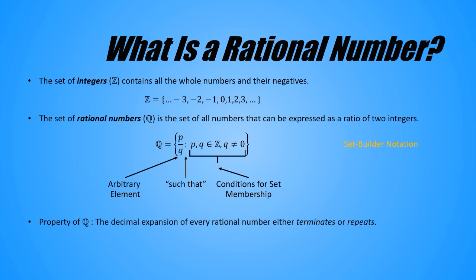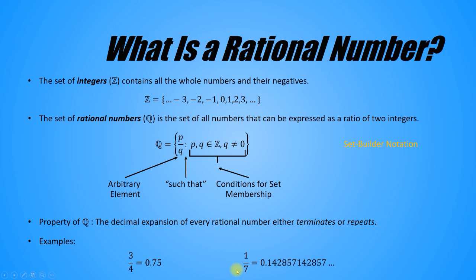And here's an interesting property of Q. The decimal expansion of every rational number either terminates or repeats. What do I mean by that? We'll give a couple examples. So 3/4 is a rational number. It's the integer 3 over the integer 4. And its decimal expansion is 0.75. It terminates at the 5. There are no more digits in the expansion.